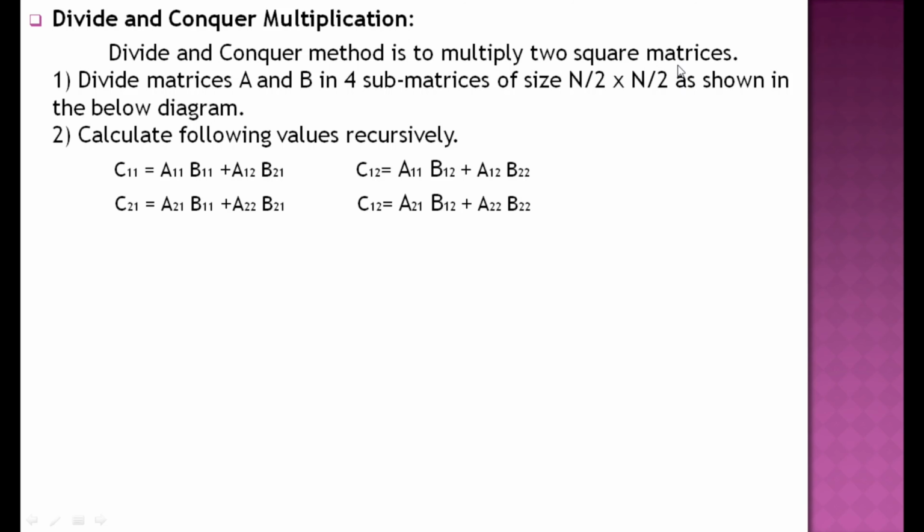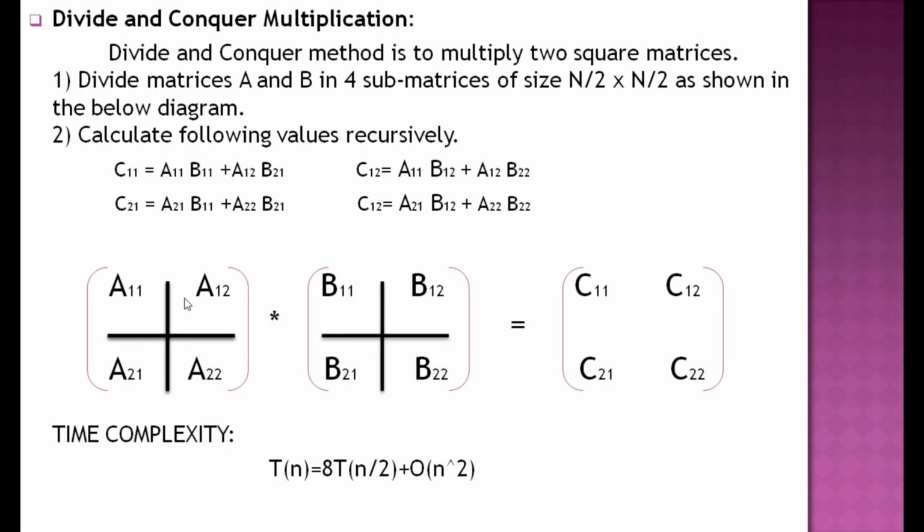If we take two square matrices, they will be divided into four sub matrices of size n by 2 cross n by 2, as shown in the diagram below. So here the given matrix of size 2 by 2 is divided into sizes of 1 by 1, which is a single element in the matrix. So here this matrix is subdivided into four submatrices. So calculate the following values recursively.